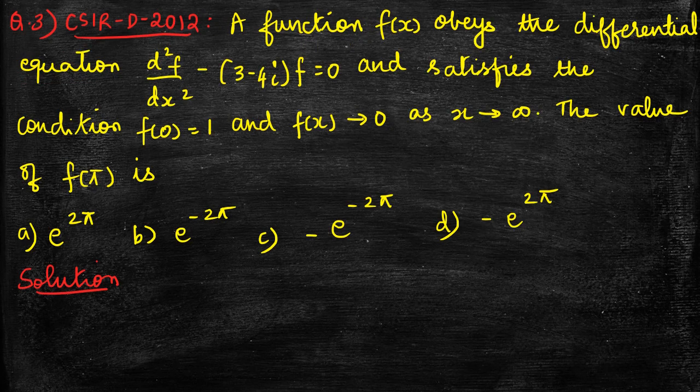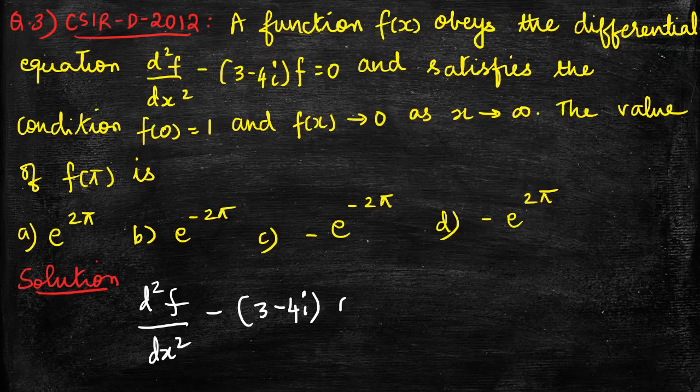Now let us see the third question, which is from CSIR December 2011. A function f of x obeys the differential equation given and satisfies the condition. We also have the condition that f of x tends to 0 as x tends to infinity. So this is also the other condition given, and we have to find the value of f of x. So now basically we'll have to solve this homogeneous differential equation.